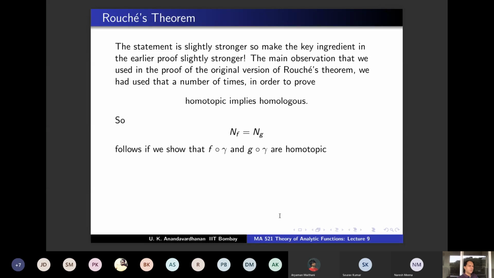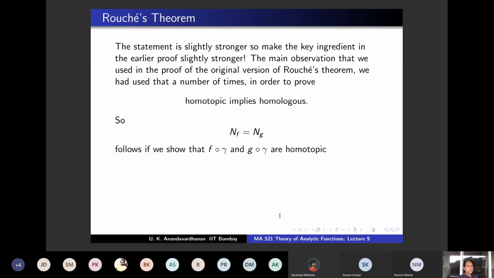Where was homotopy given? Homotopy was given, right. You wanted to show homotopic implies homologous. Homologous meant for all alpha outside omega, the indices are the same, and we assume that they are homotopic in omega, and alpha was outside omega, right? So we have to show here.